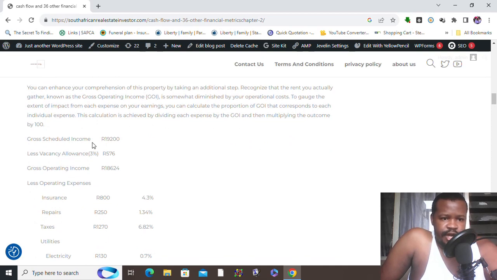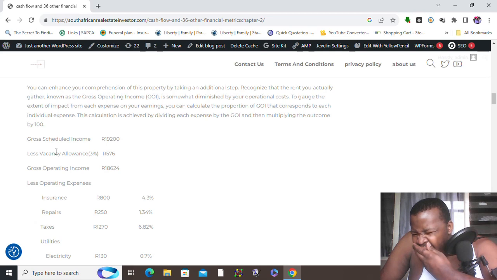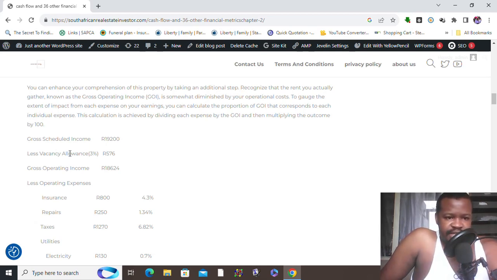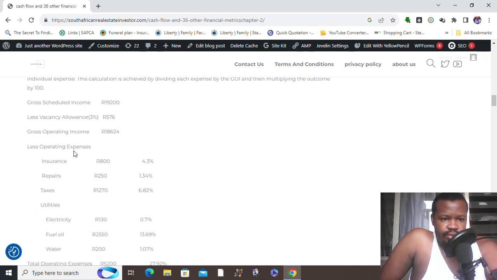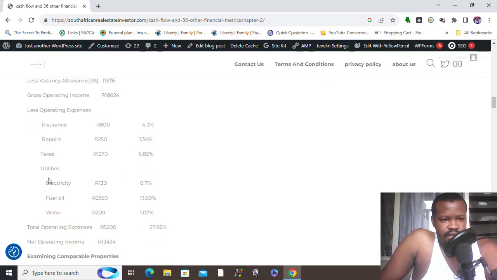Gross scheduled income 19,200, less vacancy allowance of 3%, 576. Gross operating income 18,624, less operating expenses: insurance 800, which is 4.3%, repairs 250, which is 1.34%, taxes of 1,270, which is 6.82%, with the utilities being electricity 430, which is 0.7%.